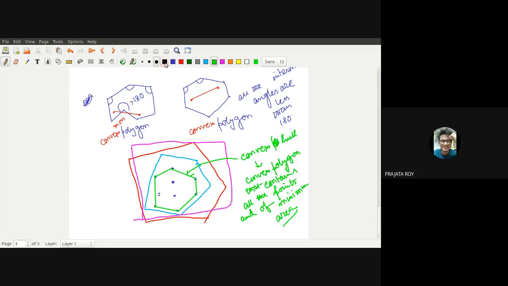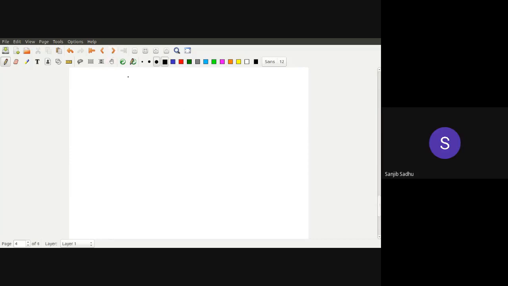Yes, sir. Now I am asking just one last question. Suppose this is the convex polygon. Now if I draw an external point outside, we draw a line. Is it tangent to this convex polygon P? I am asking.